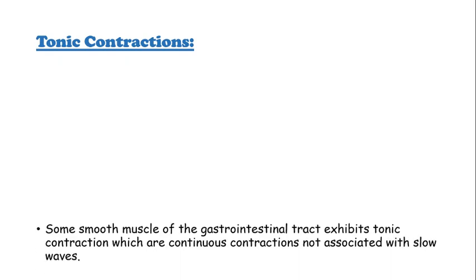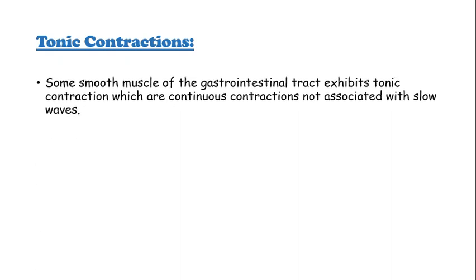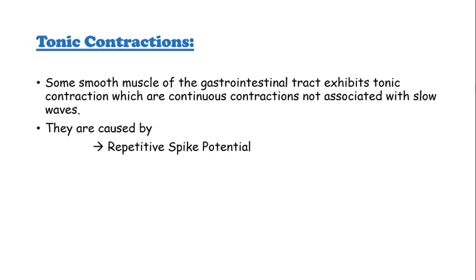Tonic contractions. These are basically contractions produced by some smooth muscle cells, which are continuous contractions not associated with slow waves, and these are produced due to continuous or repetitive spike potentials or hormones, or continuous influx of calcium ions.